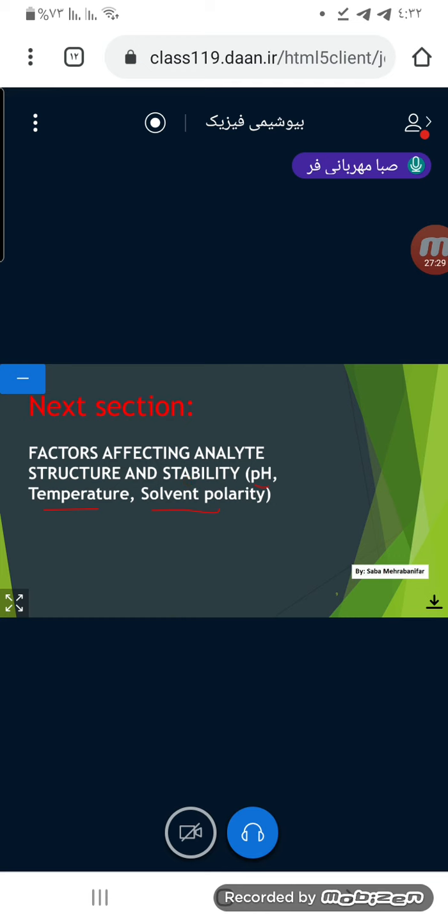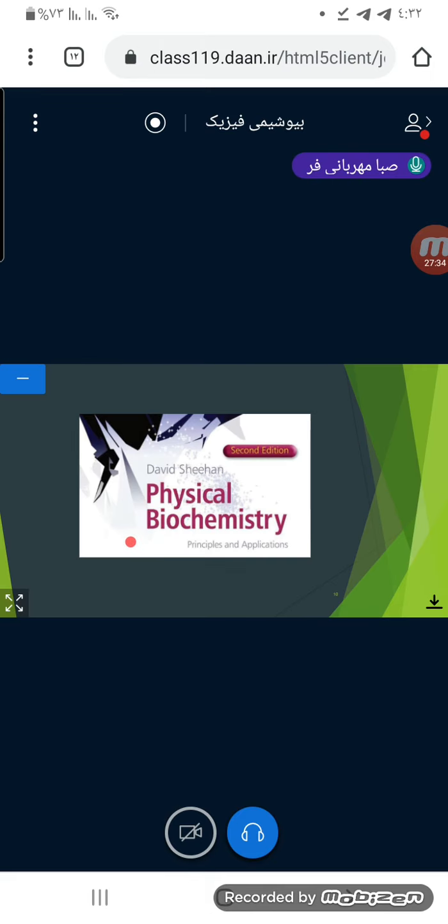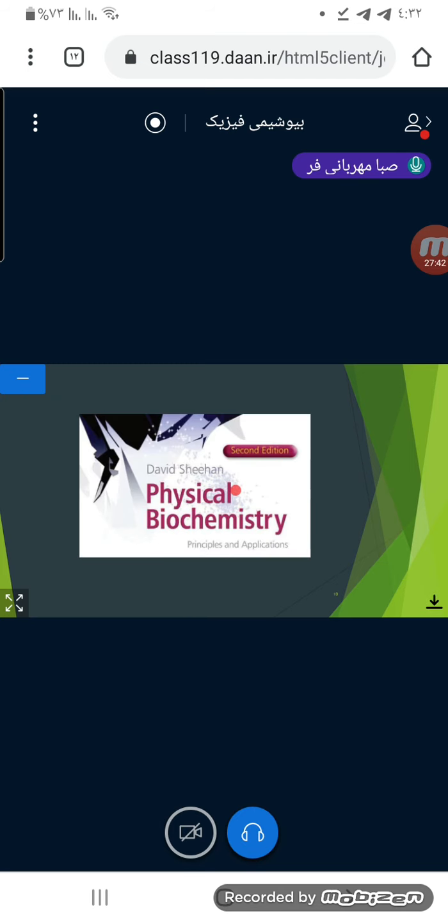Okay. This is the book that I sent you in the group. These factors are in this book, page 9. Write down page 9 of this book. You can study it, we can read it, and be ready for our class.